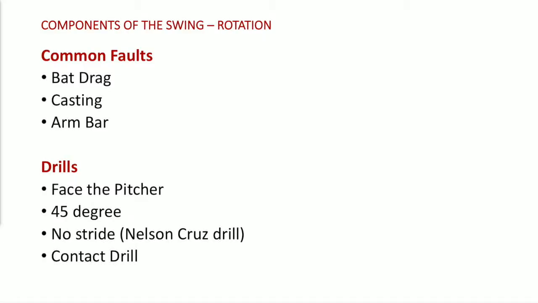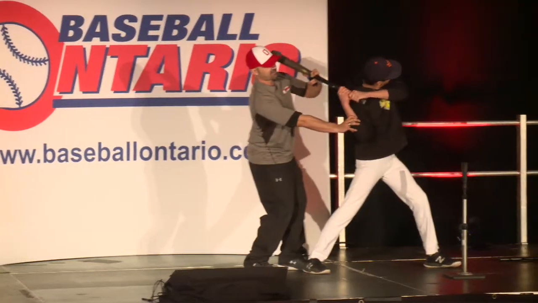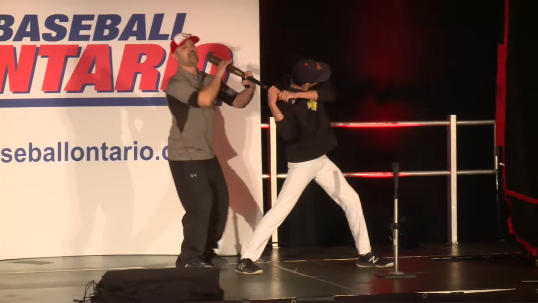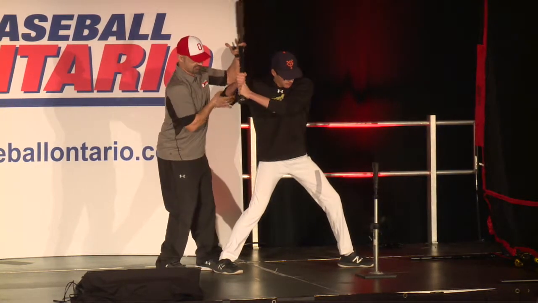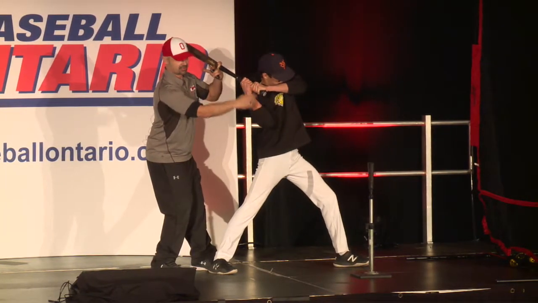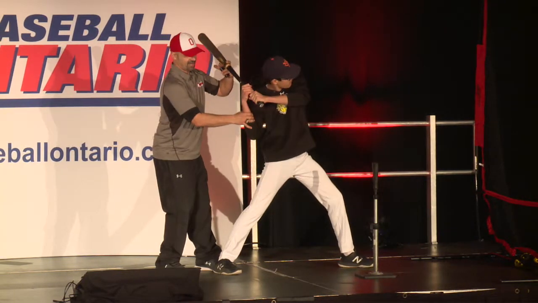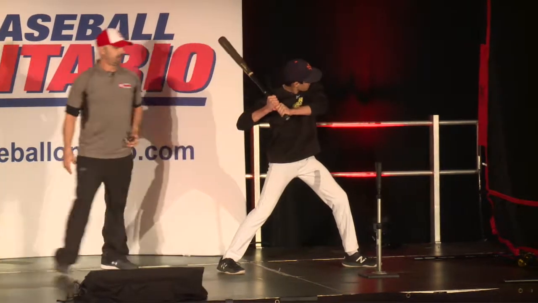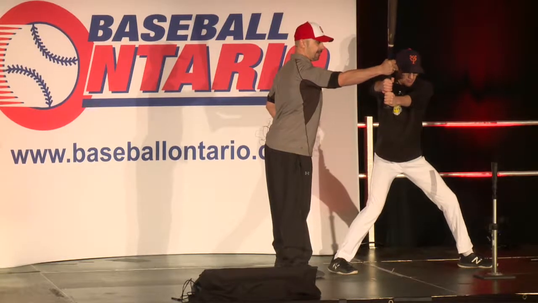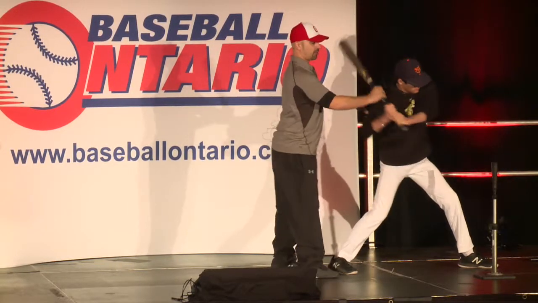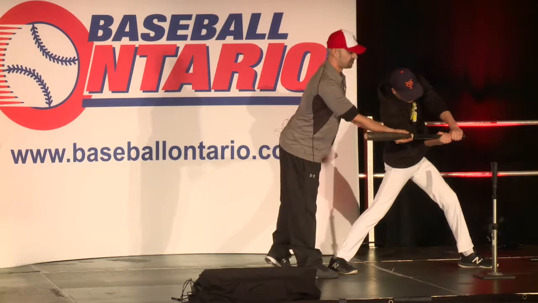Common faults in this area: bat drag. Just do a slow swing. So bat drag is literally where the elbow gets underneath the hands. Again, a weak position, and you're going to see too much of a loopy swing. Bat drag is where the elbow gets in front of your hands. It should be in line with your hands. And go. Okay? Casting, during the rotational phase, is when the arms get away from our body. And then there's obviously the arm bar, where we get to contact and the front arm is barred out.